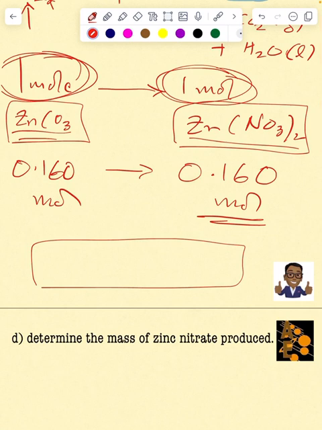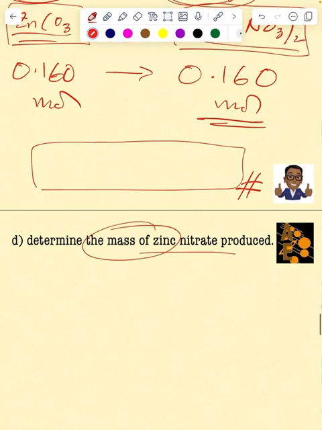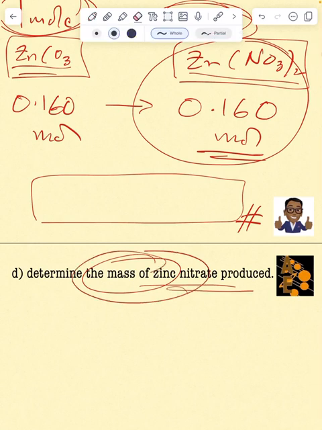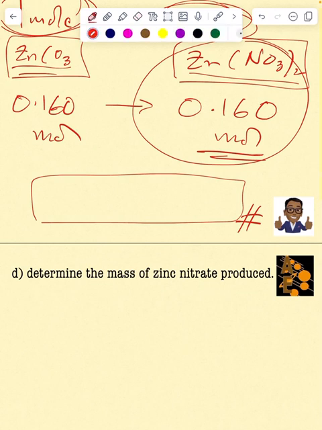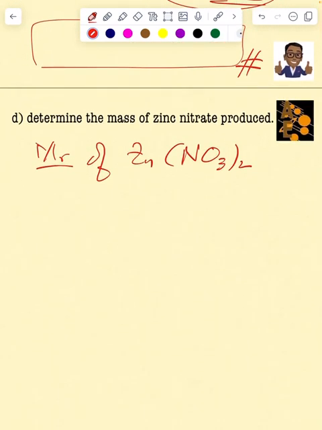Now, next is determine the mass of zinc nitrate produced. This is the mole of zinc nitrate, and we are required to find the mass of zinc nitrate. So we're gonna do simple, right? Back to our molar mass, the Mr of zinc nitrate, Zn(NO3)2, right? Mr is similar to your molar mass. Molar mass means what? The mass per mole, how much gram per mole. That's your molar mass of your zinc nitrate that we're going to calculate from your Mr, relative molecular mass.